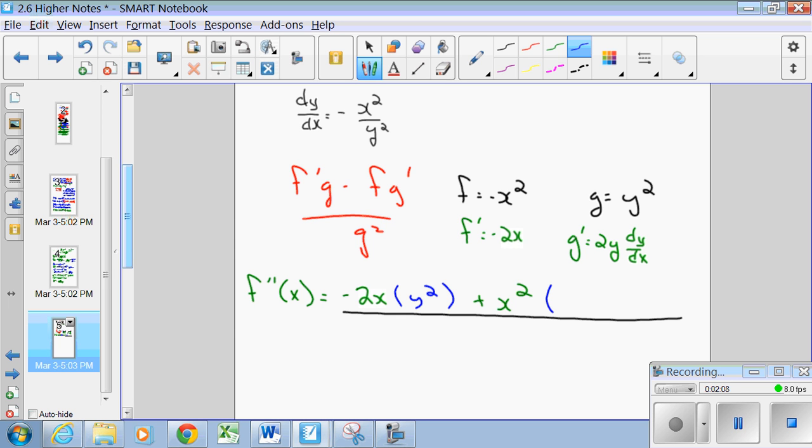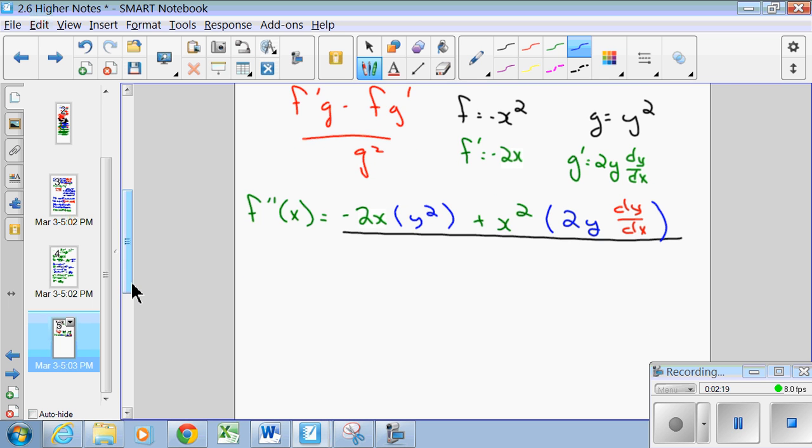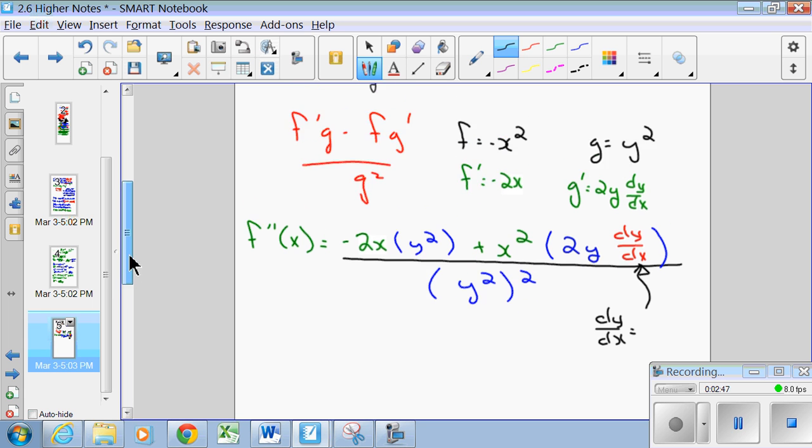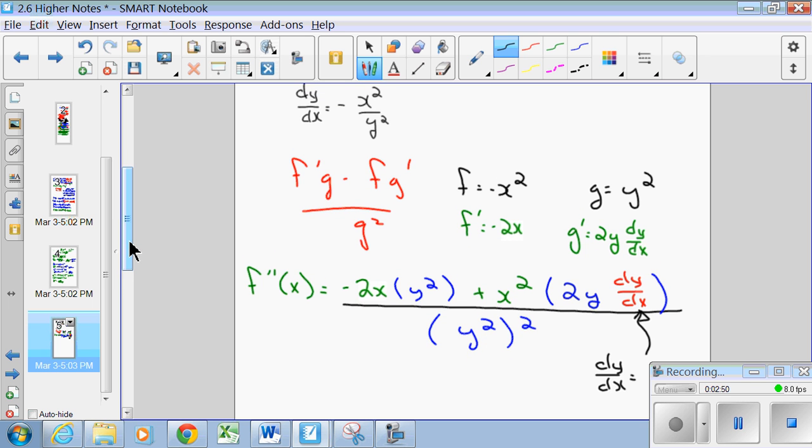And my g prime is 2y, and I'm going to put dy dx here in red, because it relates back to what we did farther up. And then my denominator is g squared. So if I look at what g was, y squared, I want to square that. I want to know what my second derivative is without having reference to my first derivative. So we're going to use some substitution skills, and we're going to plug in what we know about dy dx. When we found dy dx earlier, it was negative x squared over y squared.